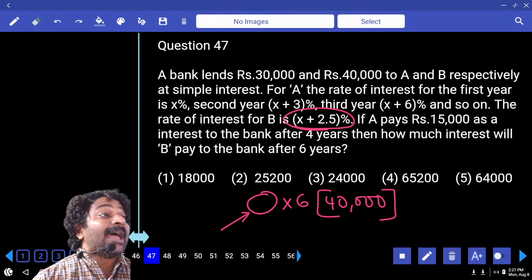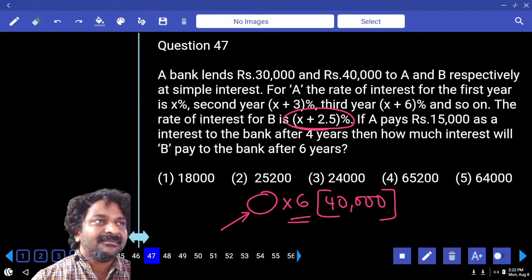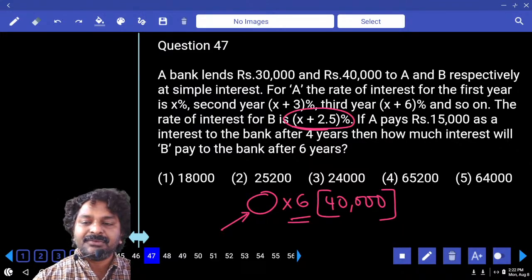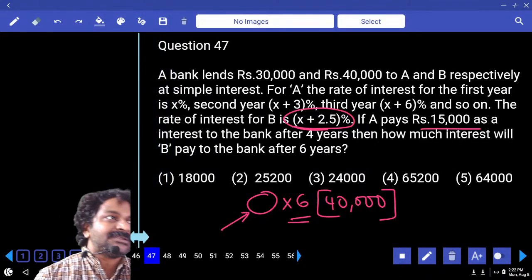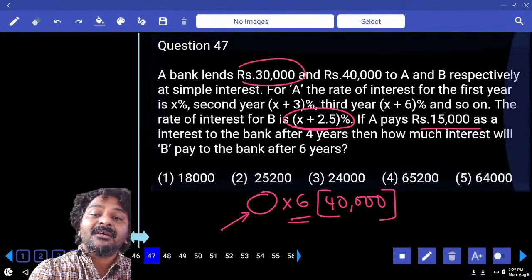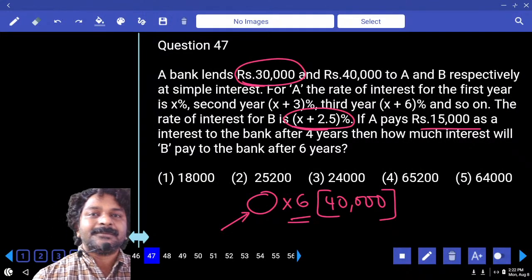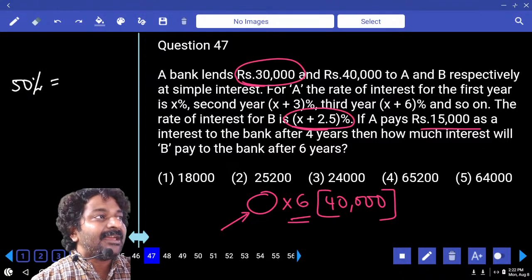So first of all, what do we need to know? The rate of interest per annum, which is X plus 2.5%, correct? We have 6 years, which is a multiple of 3, so the answer is going to be a multiple of 3. There are multiples in the first and second options. So we definitely need to know how much X is. Now, 15,000 rupees is the interest received by A. Upon 30,000, how much percentage is 15,000? 50%, correct?